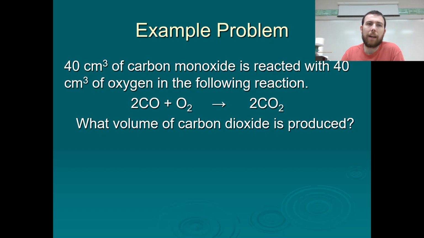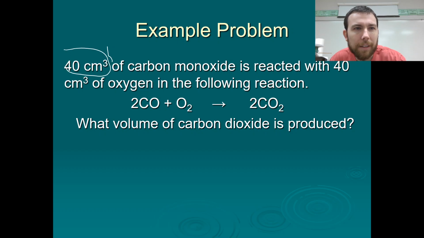Now, this is a very IB thing that they like to do. Instead of using milliliters, IB likes to throw in 40 centimeters cubed of carbon monoxide. Remember, that's just a volume, right? So 40 centimeters cubed of carbon monoxide is reacted with 40 centimeters cubed of oxygen in the following reaction: 2 moles of CO plus 1 mole of O2 yields 2 moles of CO2. And they want to know what volume of carbon dioxide is being produced in this given process.